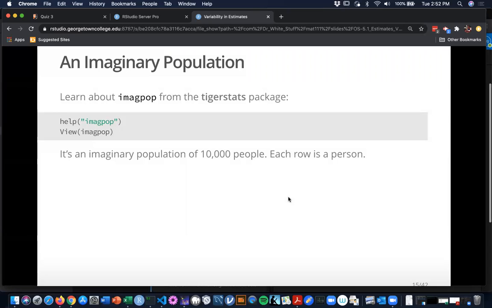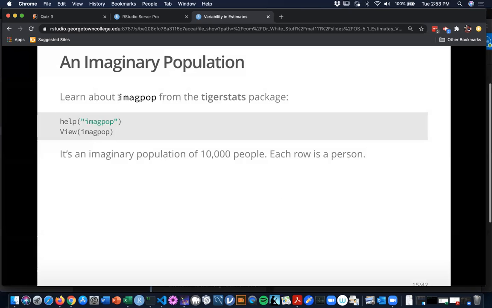So to get an idea of how this is going to work, we need to put ourselves into a situation where there's a population that we do know everything about, so that we can watch statisticians sample from that population and see what happens to their p-hats and how they vary.